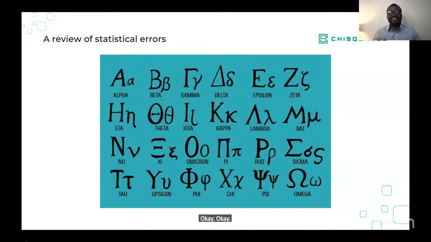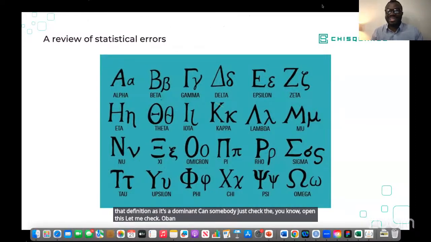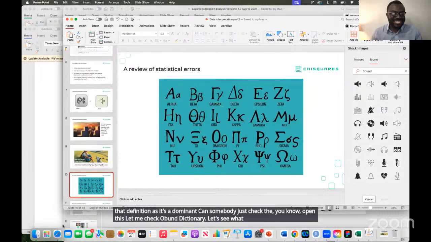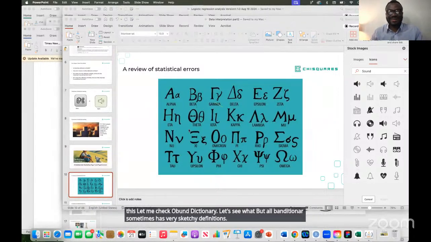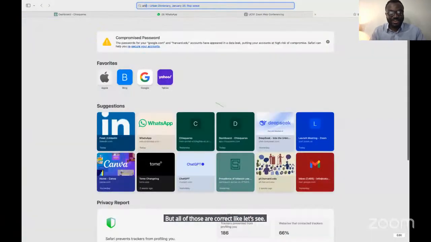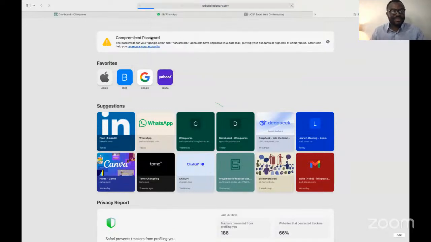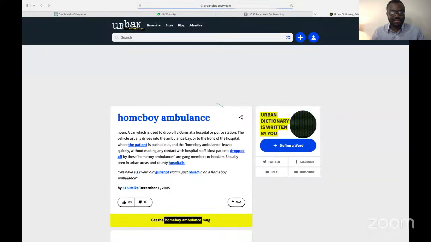Just sticking with the English meaning, the general meaning now, not statistics, right? So let's go with that definition that says dominant, or can somebody just check the Urban Dictionary? Let me check Urban Dictionary. Urban Dictionary sometimes has very sketchy definitions. But all of those are correct. Like, let's see, Urban Dictionary. All right, alpha.